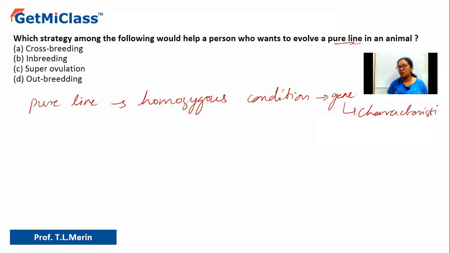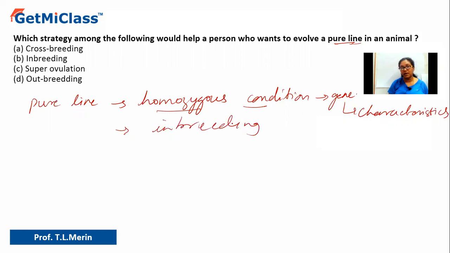Okay. Now, if you want to have a homozygous condition, then what you have to do? If you go for outcrossing, it may cause the formation of heterozygous, or it may even for crossbreeding. If you go, then it may lead to the formation of heterozygous or combination of new genes, right? Because in crossbreeding, what you do, you take two different breeds, right? Okay, but we want to have pure line. So pure line, how can we produce? That is the homozygous condition. How can we produce? That can be done by inbreeding.